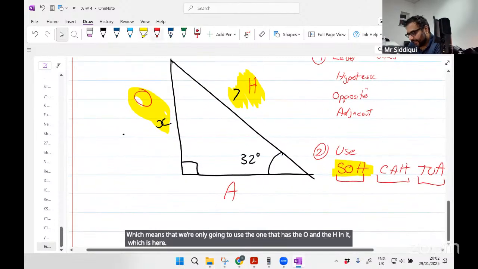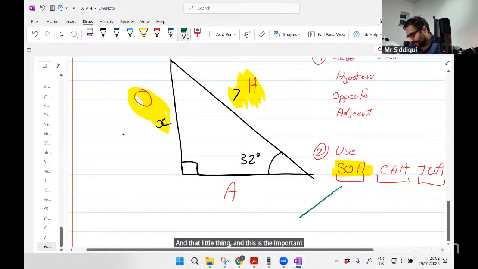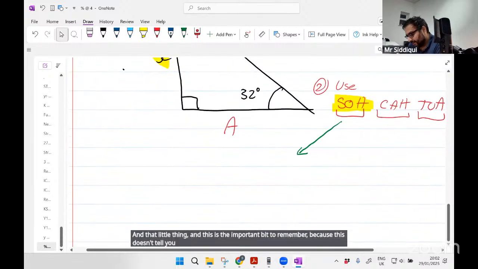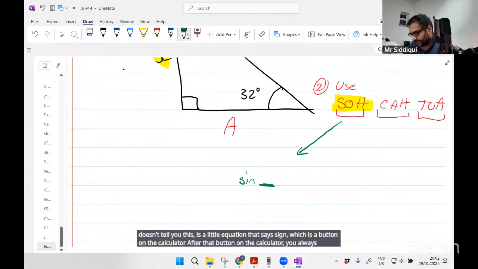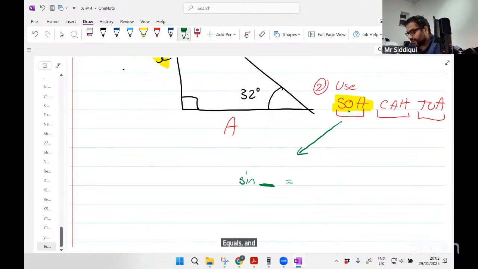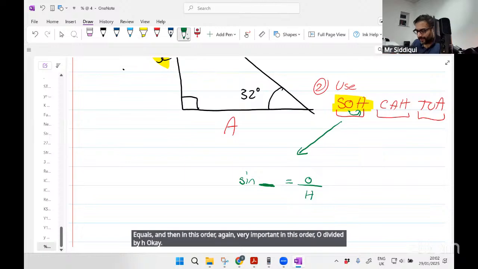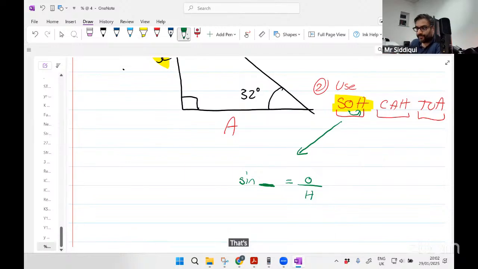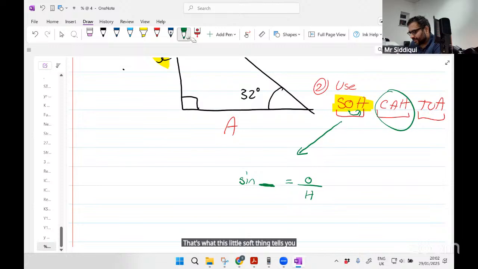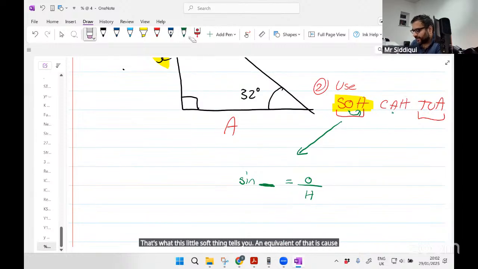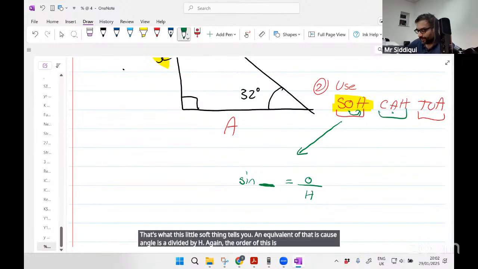And that little thing, and this is the important bit to remember because this doesn't tell you this, is a little equation that says sine, which is a button on the calculator. After that button on the calculator, you always put an angle. So sine, in this case, is going to be 32, equals, and then in this order, again, very important, O divided by H. Okay, so that order, O on the top, H on the bottom. That's what this little SOH thing tells you. An equivalent of that is cos angle is A divided by H. Again, the order this is written in is deliberate.